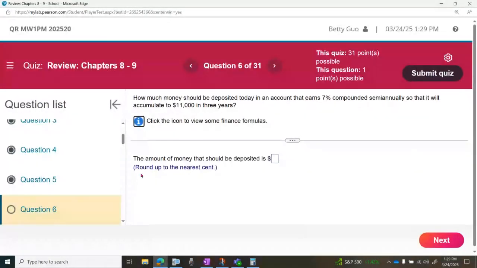Let me emphasize. In the parentheses, it says round up to. I'm going to pause here for a little bit. This problem says round up to. Okay, you have to round it up to. It means you do not follow the normal rounding rule. You round up to, regardless of the value of the digit after the rounding place. Rounding up to the nearest cent.